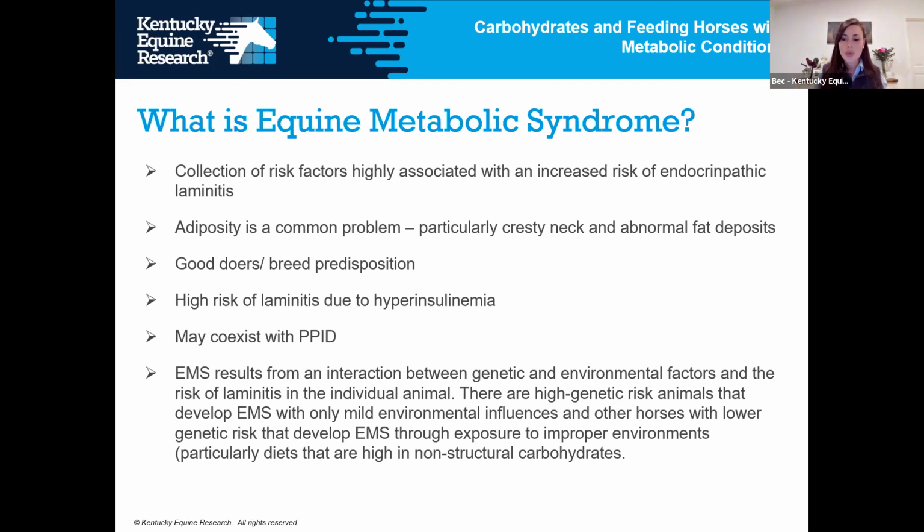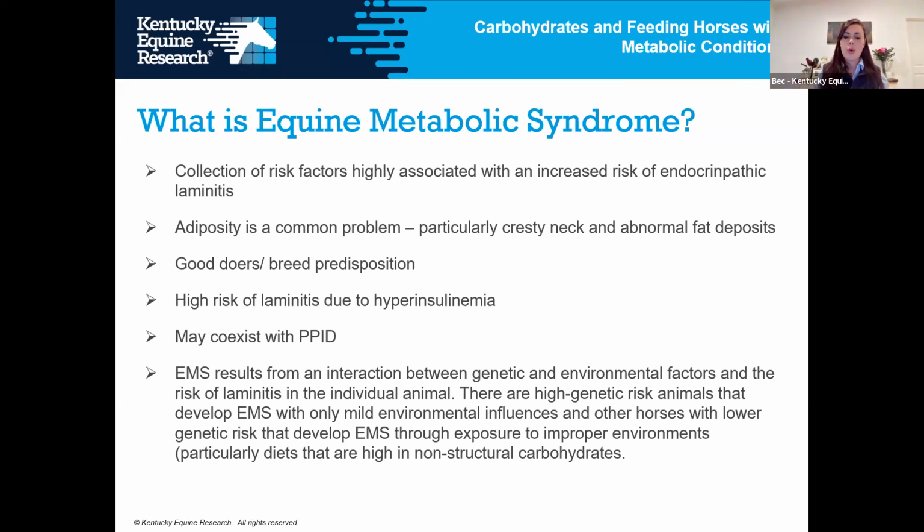Now, we can control two of those. We can't do anything about the breed predisposition per se, but we can certainly manage body condition, and we can certainly make sure horses are getting adequate and appropriate exercise. So these horses do have a high risk of laminitis due to that hyperinsulinemia, which you saw in that diagram as well. And this can coexist with PPID or equine Cushing's disease. So we know that EMS results from this interaction between these genetic factors, so breed predisposition, and these environmental factors that we can control. And it's very individual.